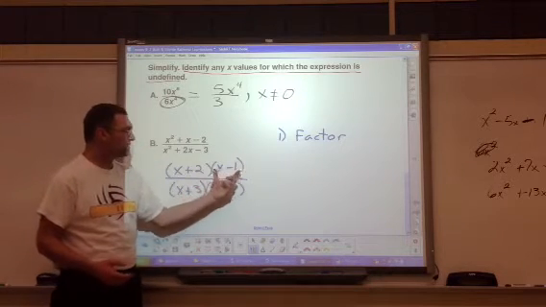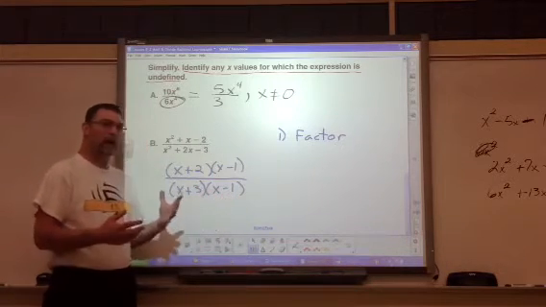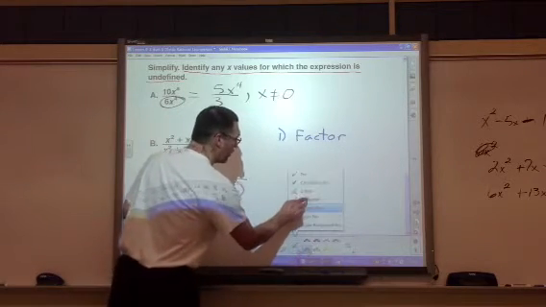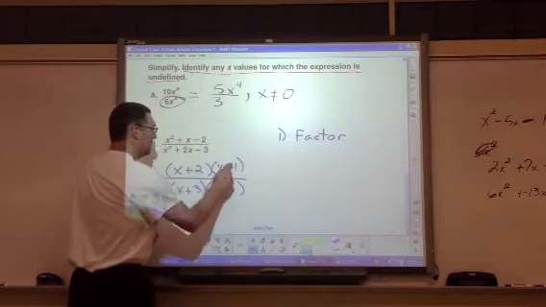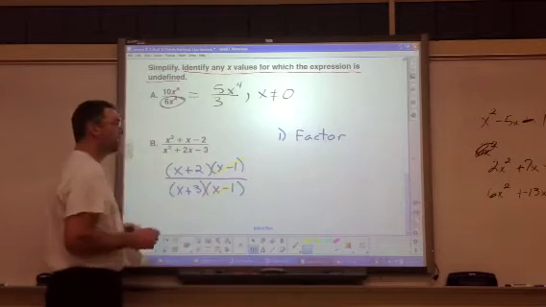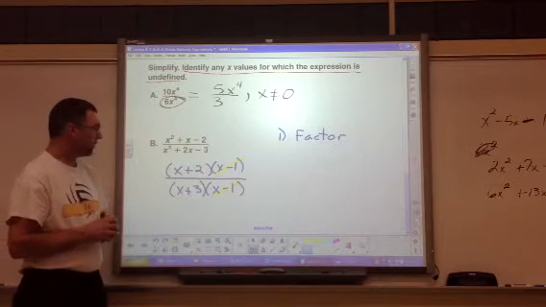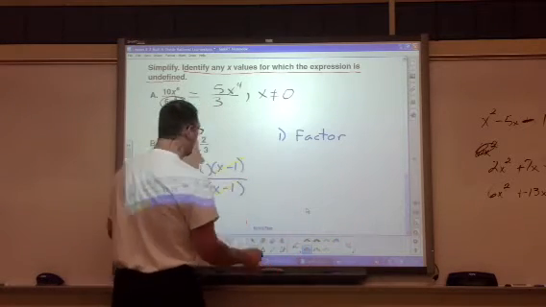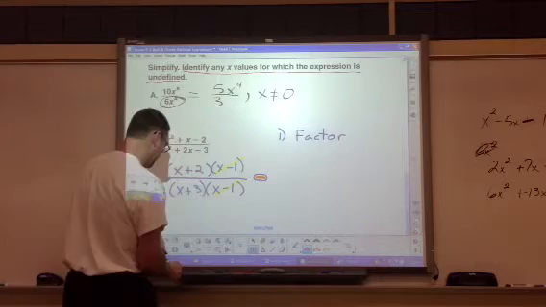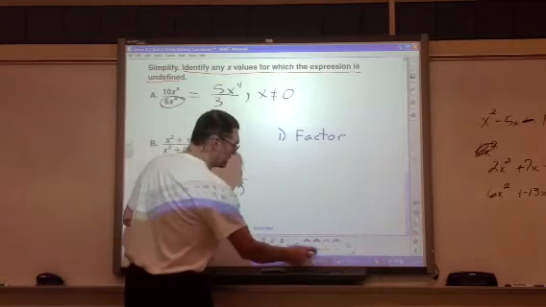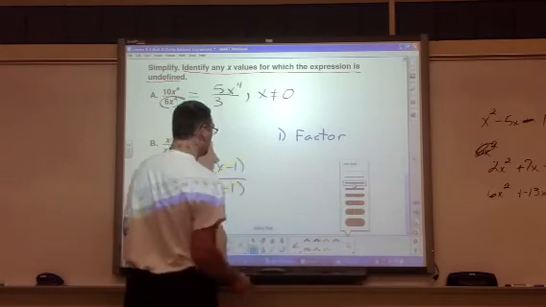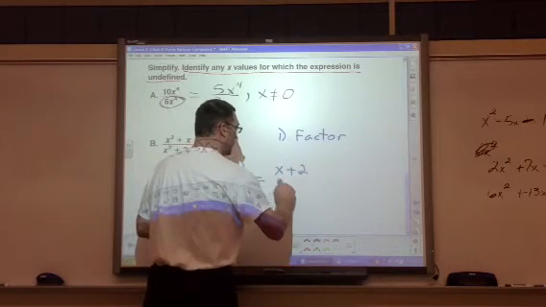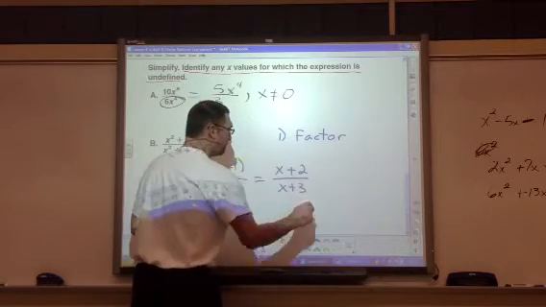So since x minus 1 and x minus 1 are common factors, are exactly the same, then I can go ahead and cancel those both. And so my final answer here will be x plus 2 over x plus 3.